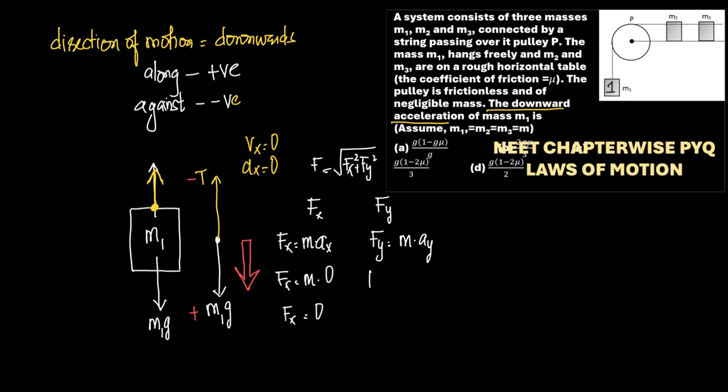Now what is Fy? The net force we have to take into account here. How many forces are there? There are two forces. We write the positive forces first. So we have positive m1g. The next force is minus tension, equal to the mass m1 into ay. Since there is only the ay component, I can replace ay with a. So the equation we get is m1g minus T is equal to m1a. Let me highlight this equation over here.